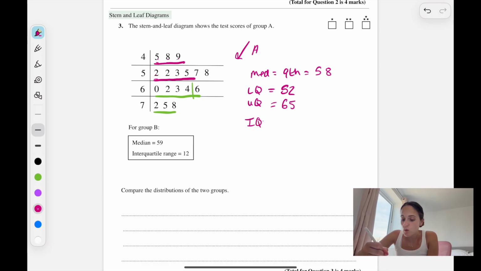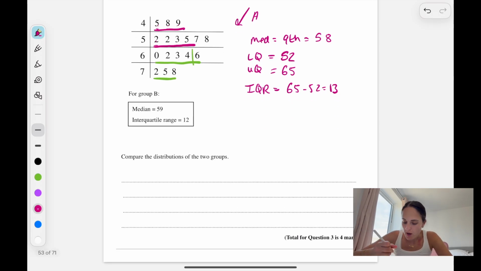And therefore the interquartile range, the difference between the lower and the upper quartile, is going to be 65 minus 52, which is 13. So now we can compare the data. We can see that group B has a slightly higher median. So their scores were slightly higher on average. And we can say that group B also have a lower interquartile range. So not only was their score higher on average, but they were also more consistent. A smaller interquartile range highlights greater consistency.